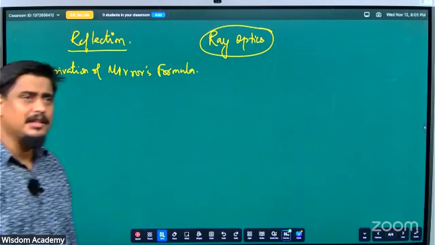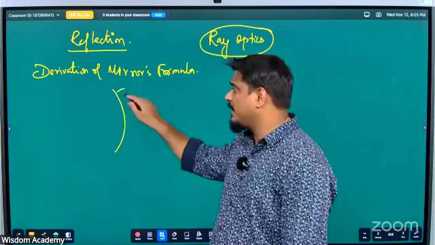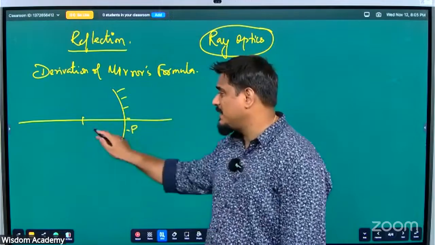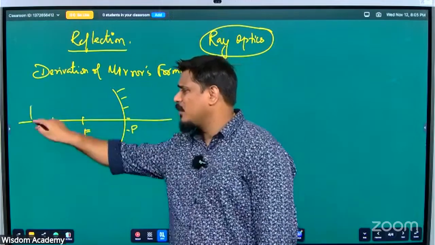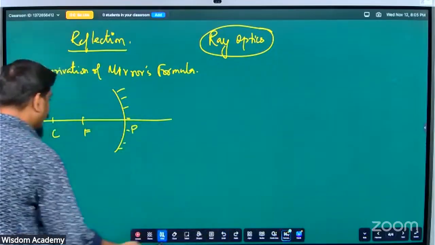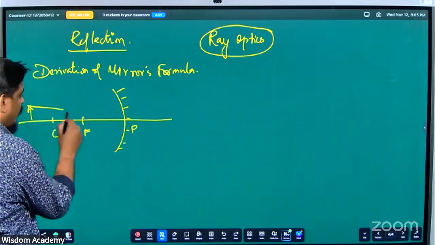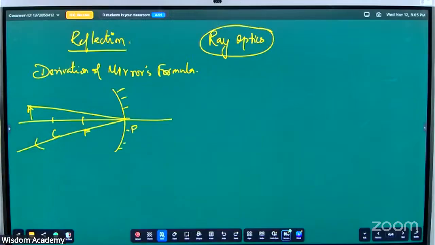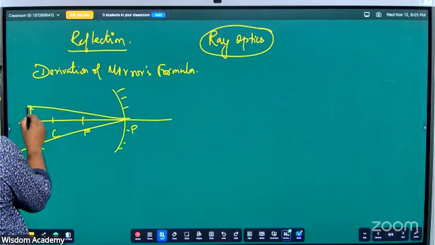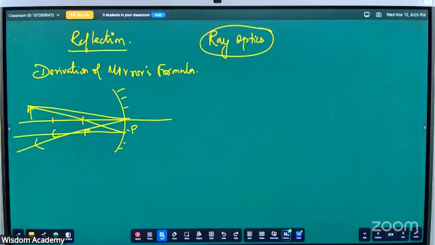But always remember, in derivation of mirror's formula, if you're taking a mirror like this, then how I remember from my time of studies: if it is P, if it is F, if it is C, keep the object beyond C. One ray going through the pole will get reflected like this. One ray passing through focus, after reflection, will become parallel to the principal axis, isn't it?